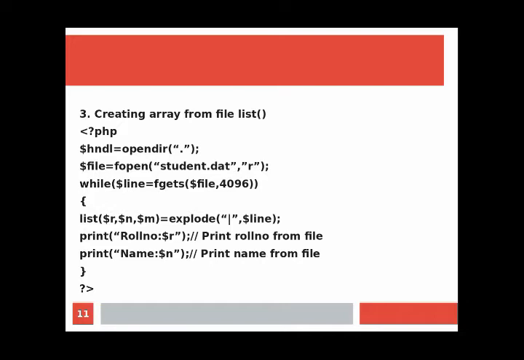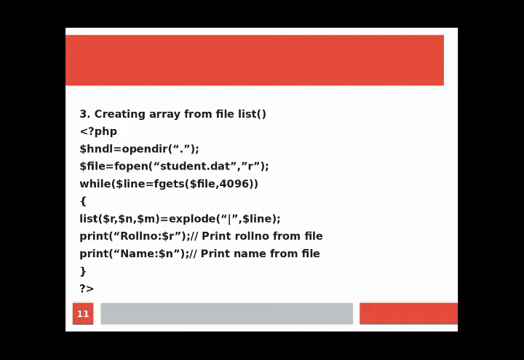Then our statement, that is while $line equal to fgets in bracket $file 4096 bracket complete. So here fgets, you are aware that it is the same as gets, but here we are using it for a file.